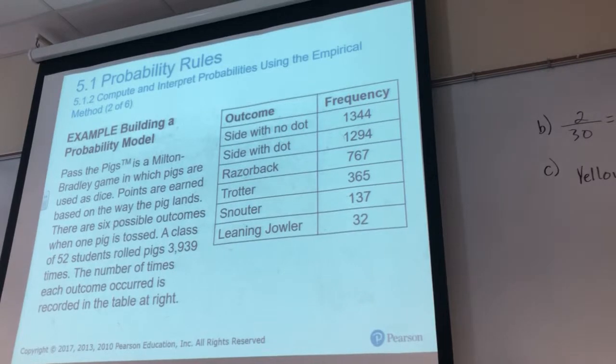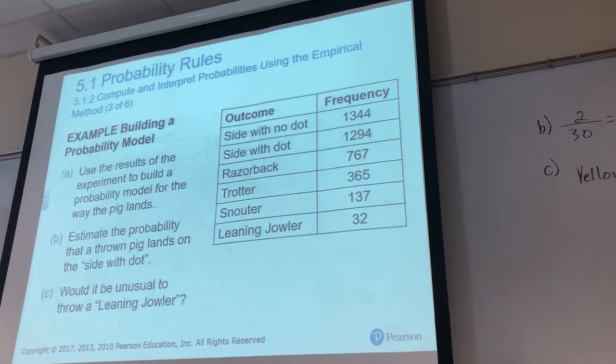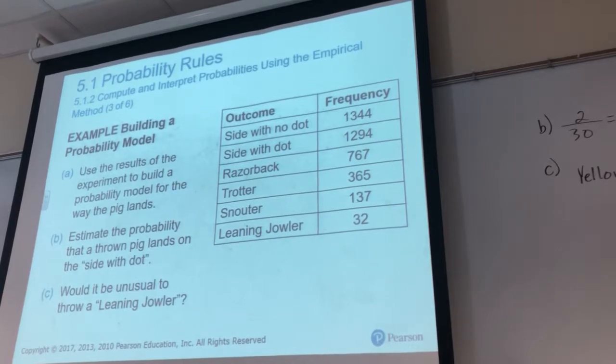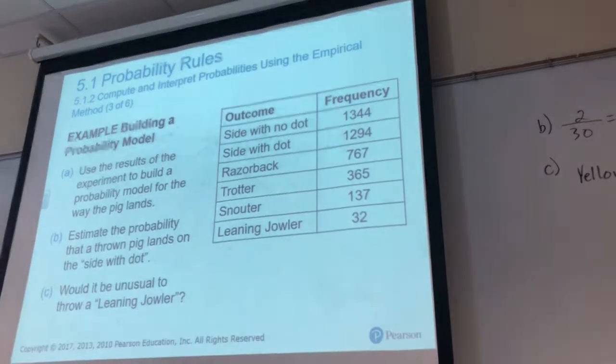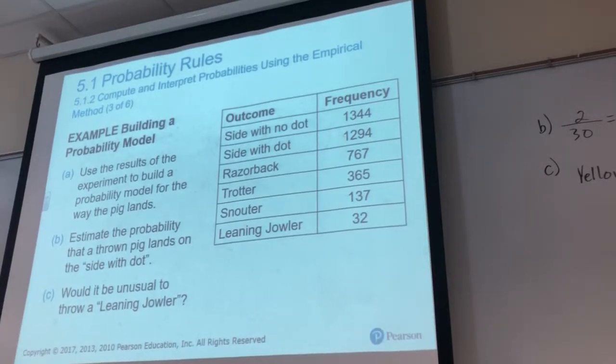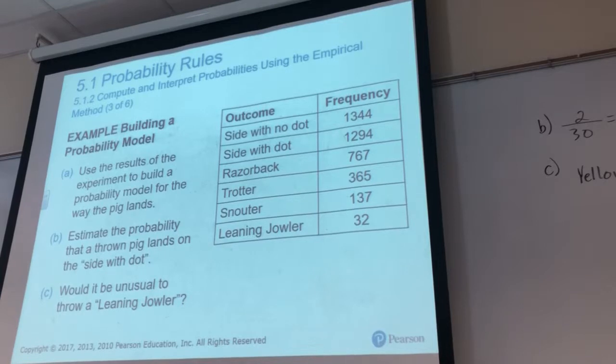Then they ask us for probabilities based on that, and it's going to be the same kind of setup that we did before. We're just going to write out a fraction. So for 1A, they want us to do a probability model.